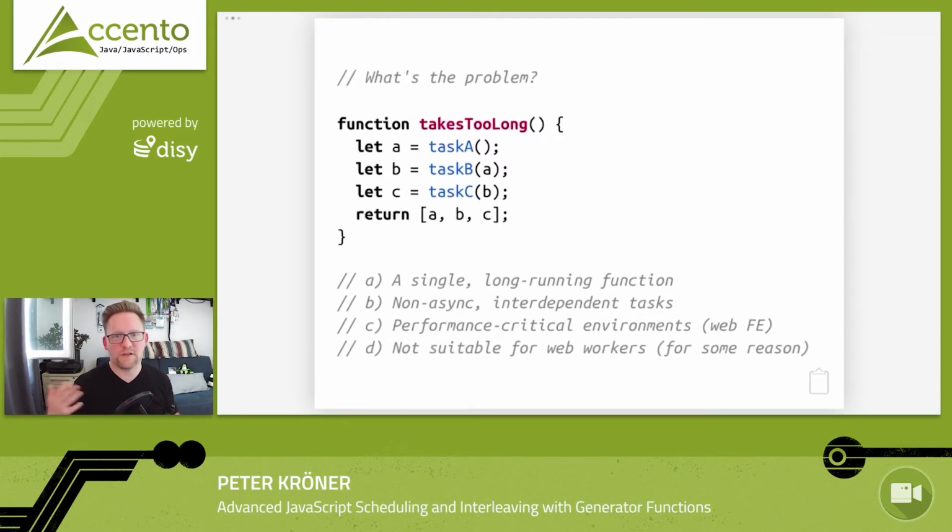This might be because this function touches the DOM, which is not accessible in web workers, or because it relies on an API that's not available in web workers in some browsers that you need to support. So, this is the sort of problem that we are dealing with. And this sort of problem as a whole does not fit into our frame budget.